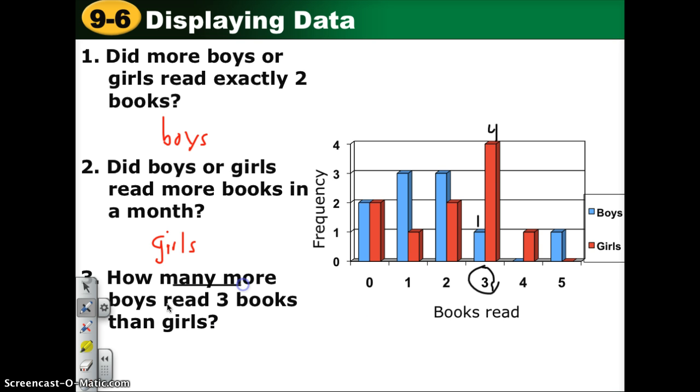So does this question make sense? How many more boys read 3 books than girls? That would be 0, because this question is being asked in an opposite way. Girls read more books, so there's not a number to answer that question. So make sure you always read carefully.